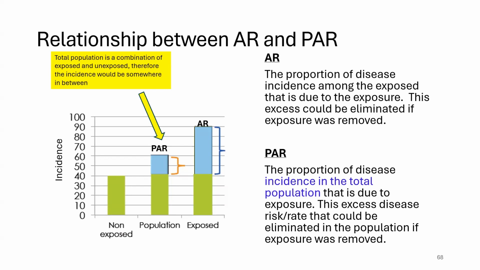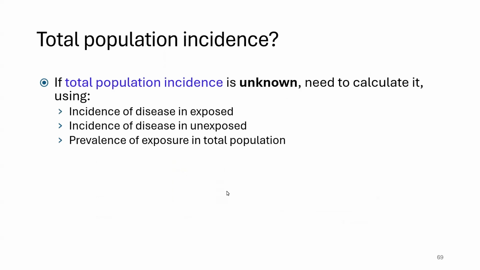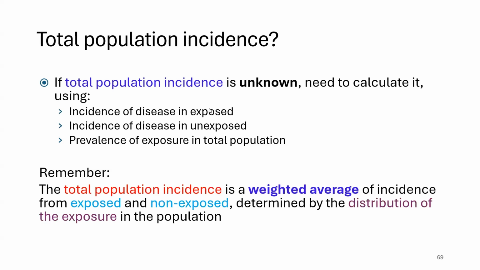So we know that the total population is typically some sort of combination of exposed and unexposed. So we know the incidence is going to be somewhere in between here. Typically we don't know the total population incidence, so we're going to have to calculate it, and we can calculate it knowing the incidence of the disease in the exposed and the incidence of the disease in the unexposed. But here is where prevalence comes into play.